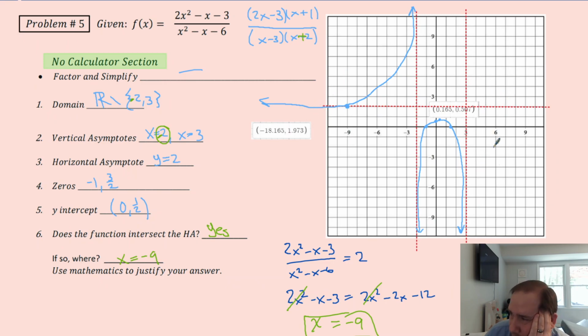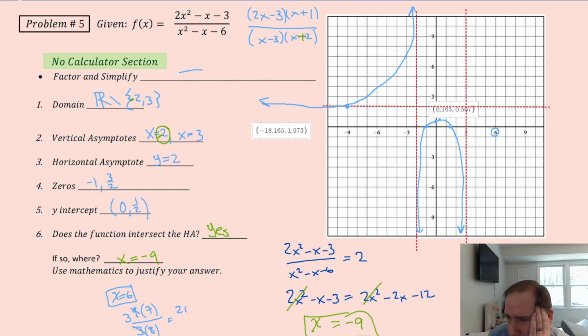On the other side, we have to run test values. So plugging in 6. I'm not just checking if I'm positive or negative. I have to actually check to see if I'm greater than 2 or less than 2. So you have to do the math a little more for real. If I check x equals 6, I'm going to use the factored form. So 12 minus 3 is 9. 6 plus 1 is 7. 6 minus 3 is 3. And 6 plus 2 is 8. So I can kill this. That's a factor of 3.